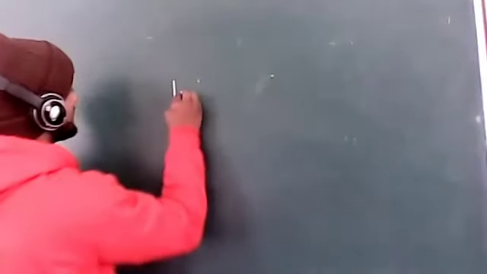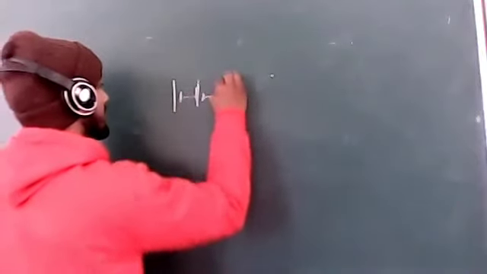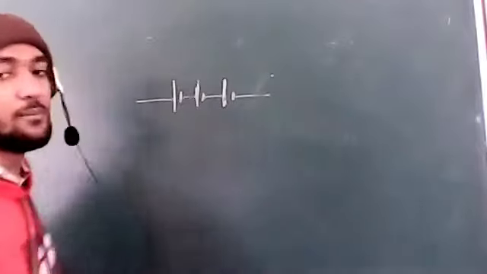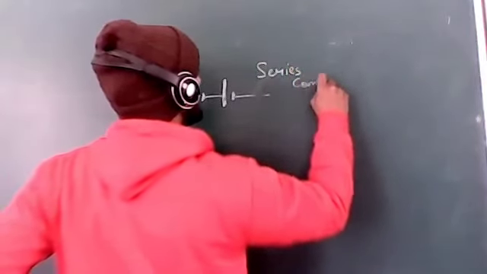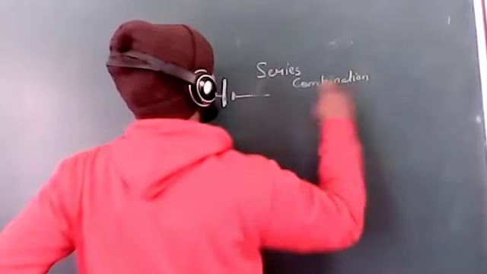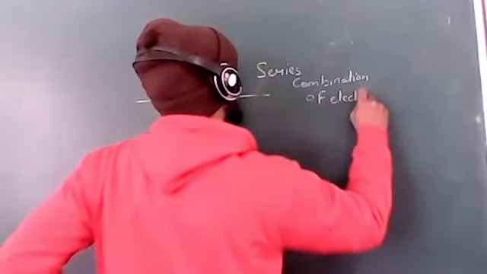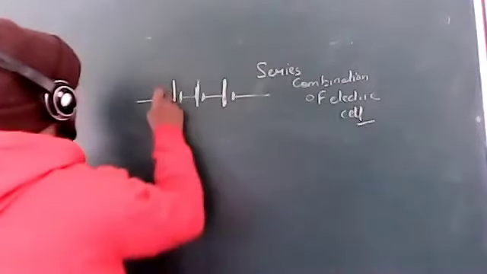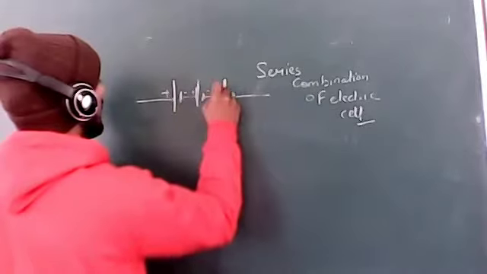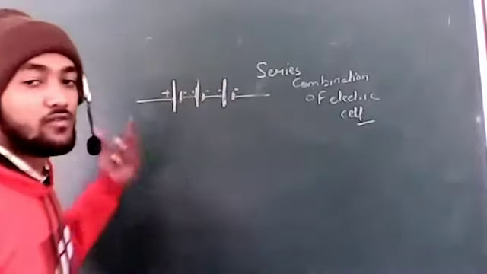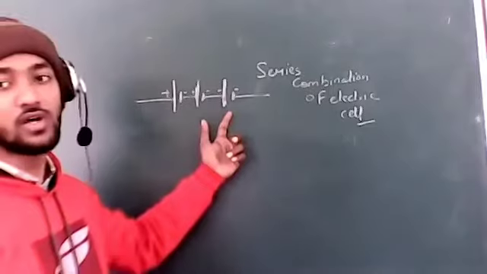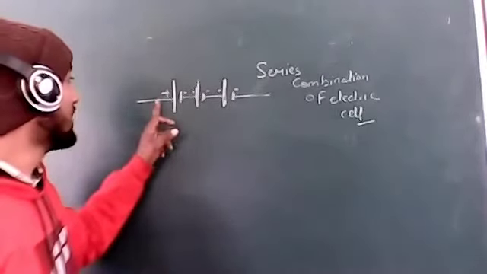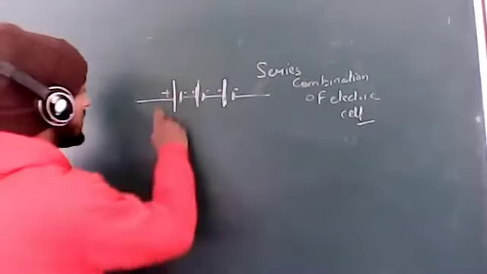Just see, if we connect like this, so this is a series combination of electric cells. Positive terminal, negative, positive, negative, positive, negative. In the same way, the negative terminal of the first cell is connected to the positive terminal of the second cell. Then again, the negative terminal of the second cell is connected to the positive terminal of the third cell. Means alternate terminals, plus minus plus minus plus minus. Okay, so this is the series combination.